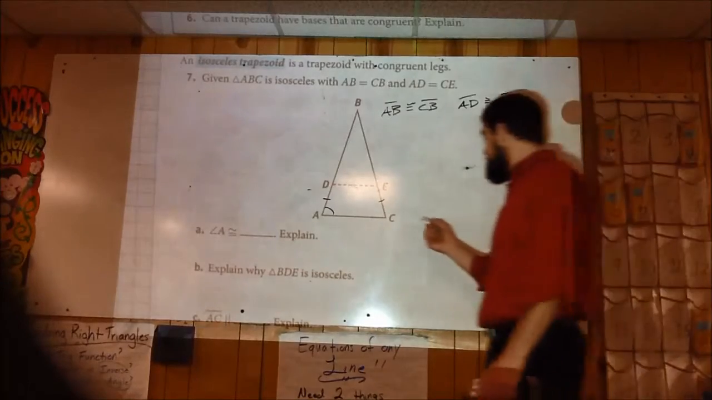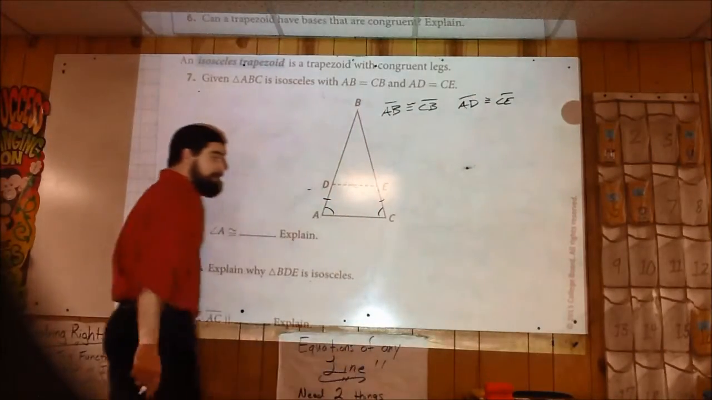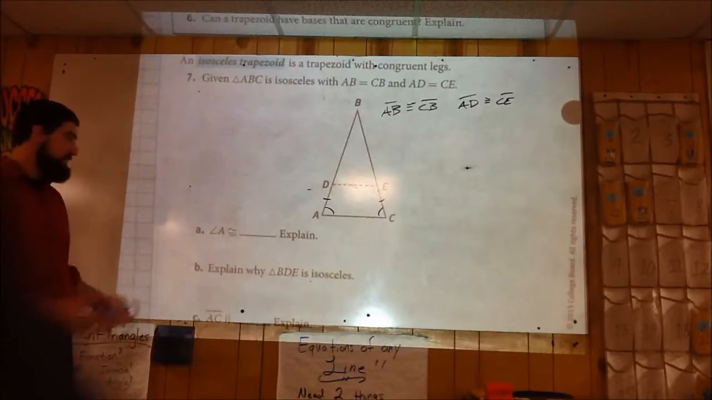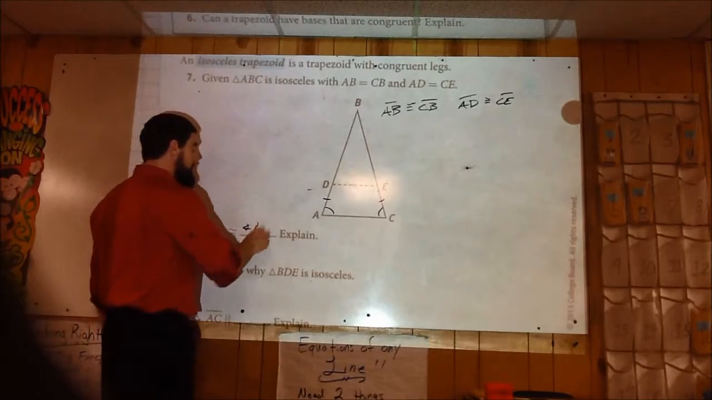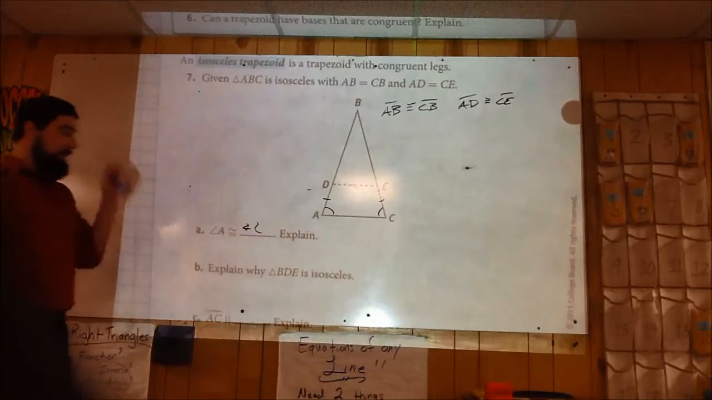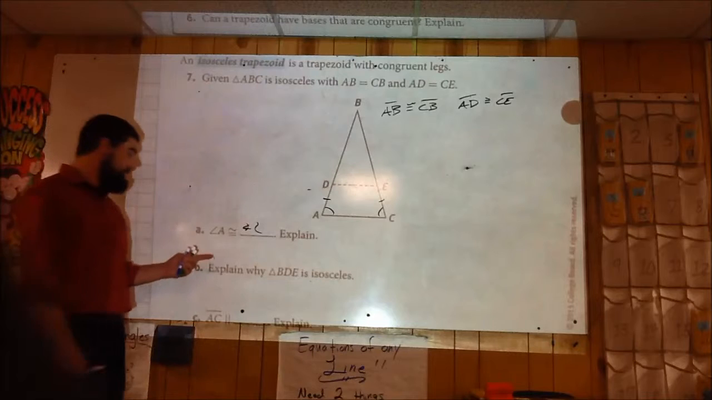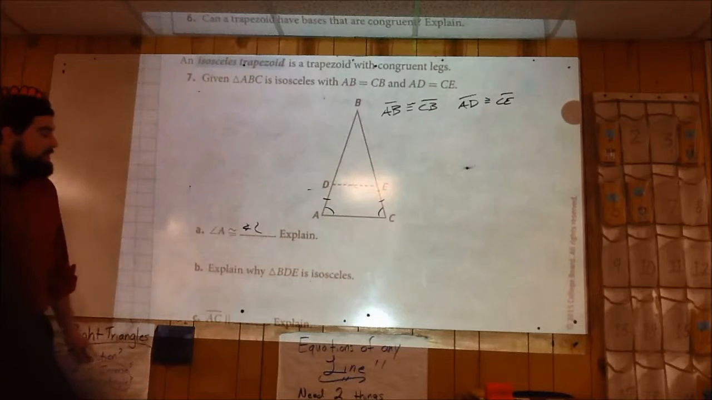Why angle C? Because of isosceles triangle theorem. Very good. So your base angles of any isosceles triangle are congruent. So yes, angle A is congruent to angle C. Why? It's because of the isosceles triangle theorem, the base angle theorem. From there it says, explain why triangle BDE is isosceles.